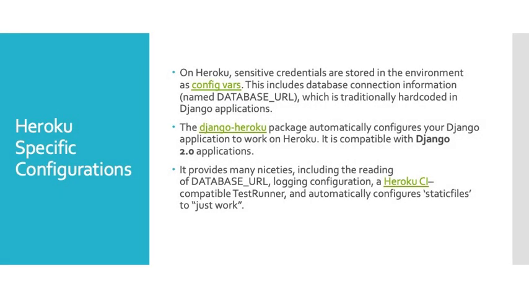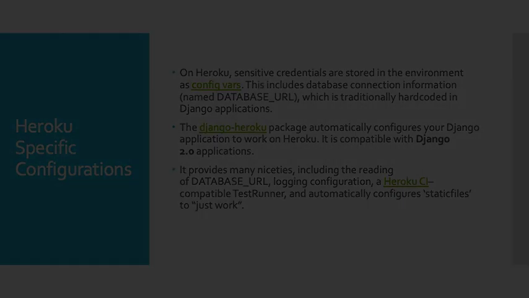Now on this slide, all we want to do is expose you to some Heroku specific configurations. Some you've seen, some you haven't seen. And I encourage you to go up to the Heroku site for more details on this. But Heroku stores sensitive credentials in environment variables. This includes the database connection information that we've already seen before. We've already seen this before in the first training session on migrating your Django project to Heroku, DATABASE_URL. Then the django-heroku package, which we just dealt with. And finally, it talks about the Heroku command line interface.